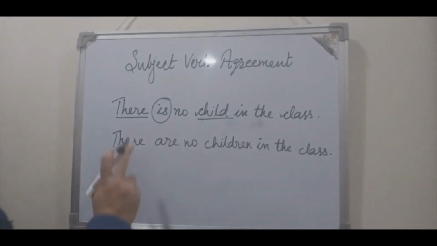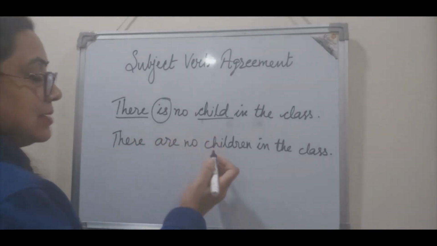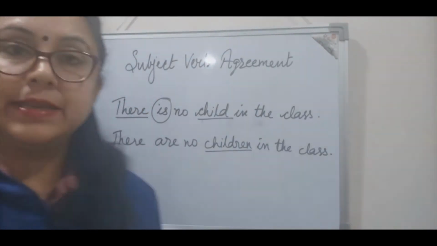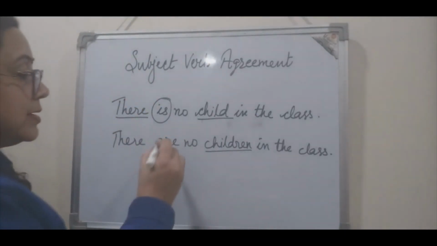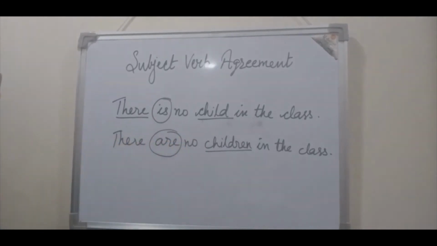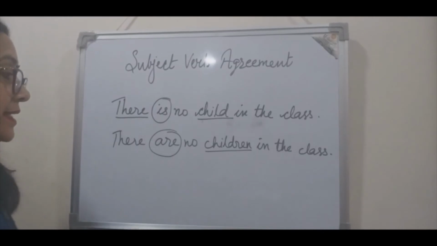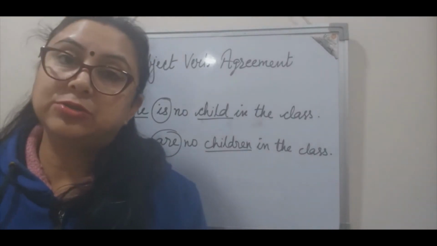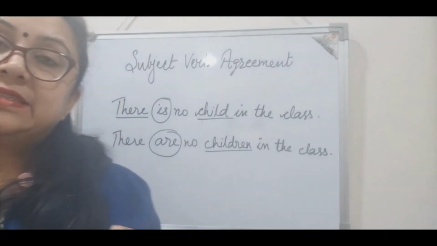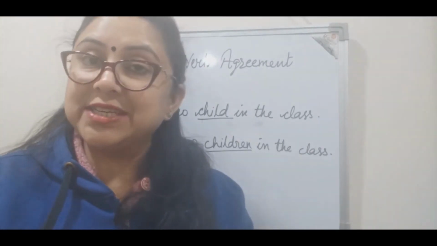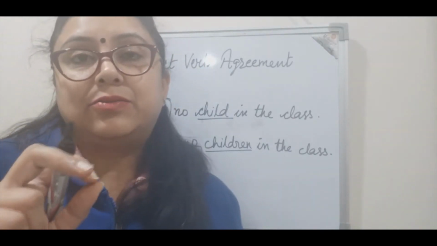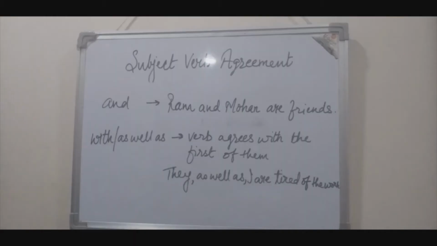Similarly, in the second sentence, the sentence begins with there. Fine. And the subject is here. The word children is the subject, which is plural in number. And since the subject is plural number, the verb is also plural in number. Therefore, the sentence is, there are no children in the class. So I hope this rule is also very clear to everyone. If a sentence begins with there, the subject is placed later on, but the verb must agree with the subject.